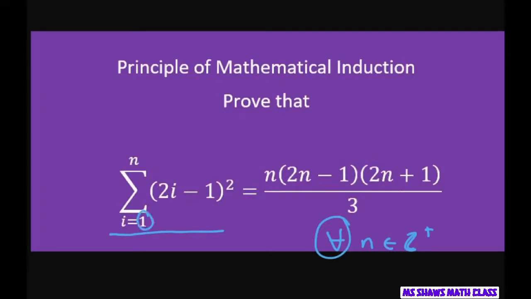If you plug in 1 for this i here, you're going to get 2 times 1 minus 1 is 1, 1 squared is 1. And this is a summation, so we're adding this. When you plug in 2, 2 times 2 is 4, minus 1 is 3, square it, you get 9. And let's do one more. You plug in 3, you're going to get 6 minus 1 is 5, and square it, that's 25. And then you keep going, and the last one you want to plug in is n. So this would be 2n minus 1 squared.